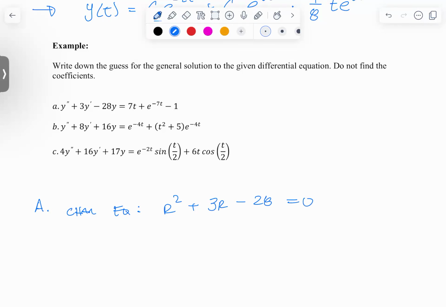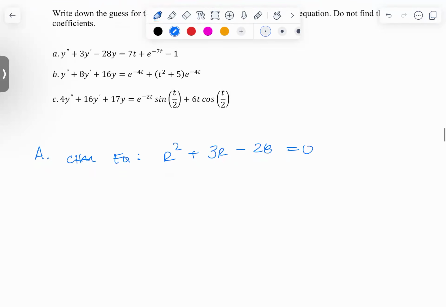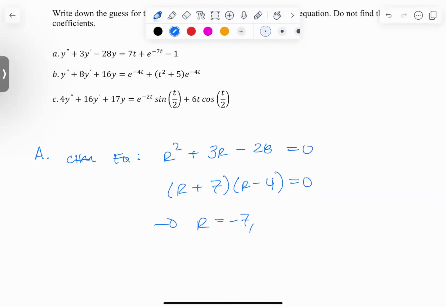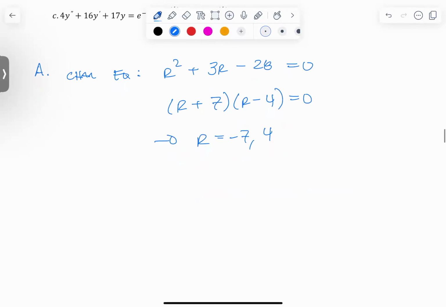So we start with the homogeneous characteristic equation as well, and then this should be easy to solve. R plus 7, R minus 4. Simple factor. R equals -7 and 4, which means I can make my complementary solution.